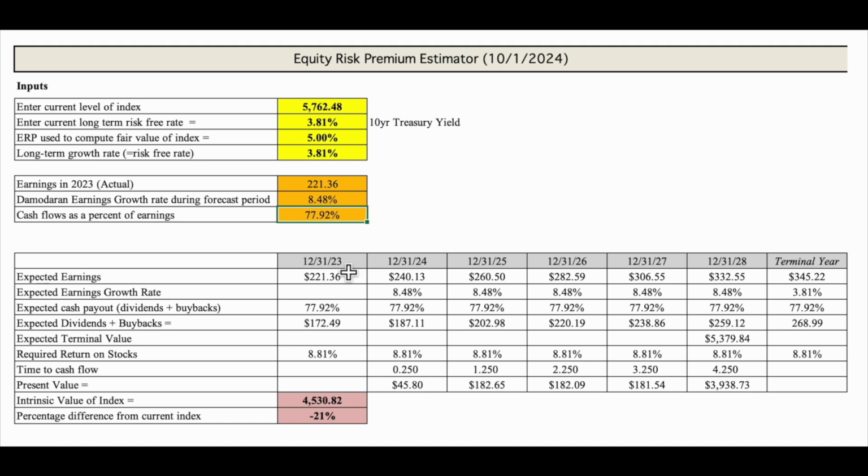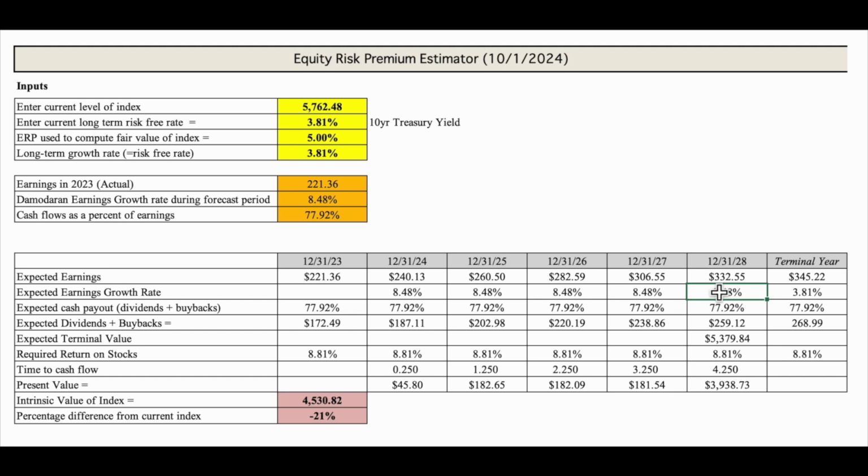So now if we go down to the second part of the spreadsheet, you'll see the dates across the top. This is last year, 2024, 2025, and so forth. Here's last year's earnings, 221.36, as I've already mentioned. And then each future year is increased by 8.48%, the growth rate down here. So it's 240, 260, 282, 306, and 332 in the fifth year.